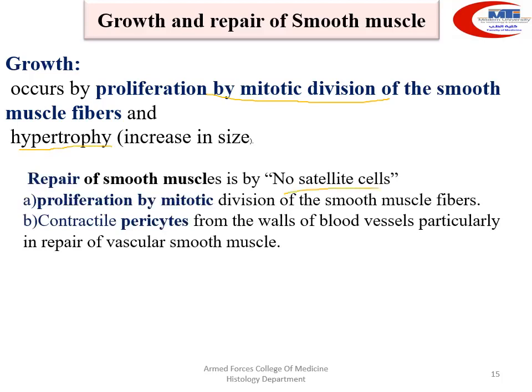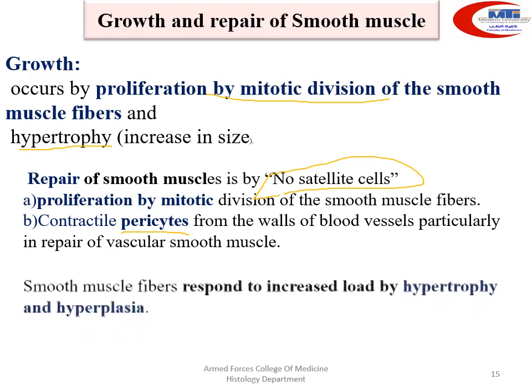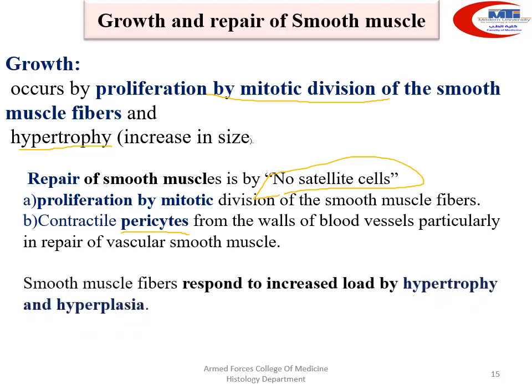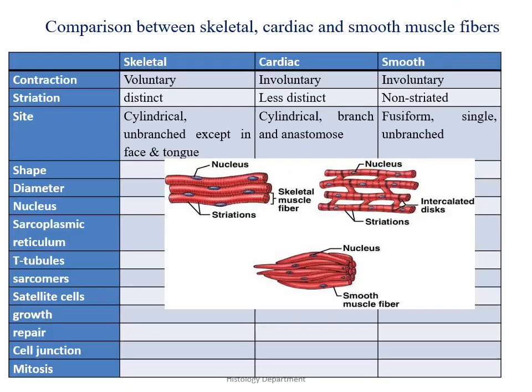Notice with me, there is no satellite cell. The only muscle that has satellite cells is the skeletal muscle. So the growth and repair of the smooth muscle occur by proliferation or mitotic division. Also, pericytes aid in the formation of the smooth muscle. Smooth muscle responds to increased load by hypertrophy and hyperplasia. Hypertrophy is an increase in size, hyperplasia an increase in number.